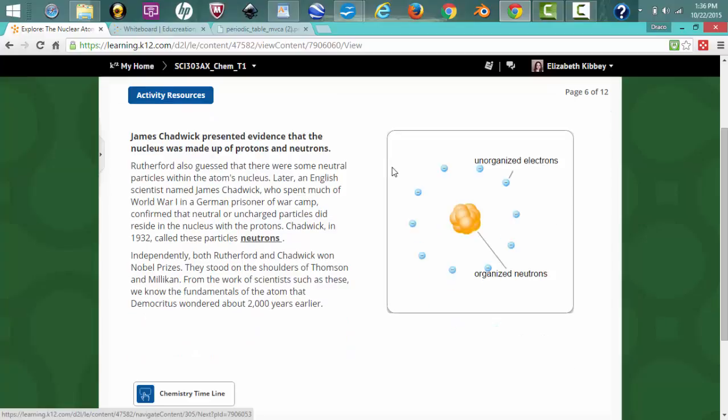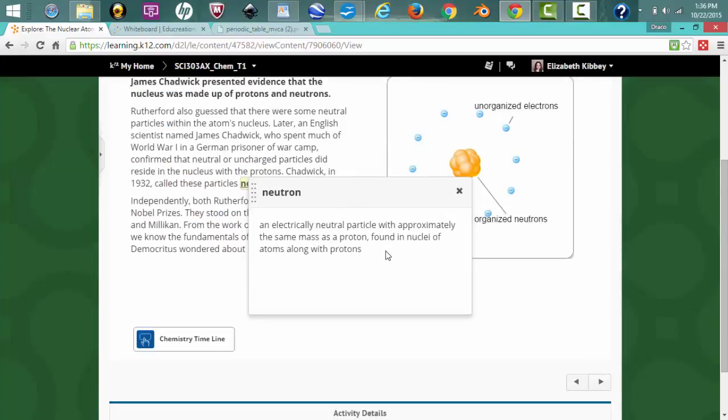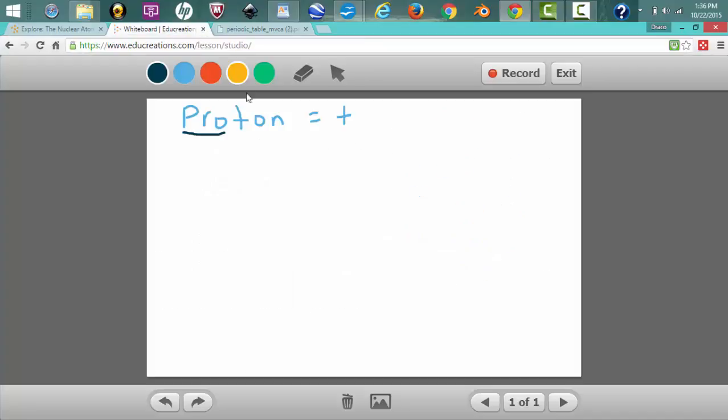James Chadwick presented evidence that the nucleus was made up of protons and neutrons. Now, looking at this definition of neutrons: an electrically neutral particle with approximately the same mass as a proton, found in nuclei of atoms along with protons. If you think of neutrons, they have no charge at all. They are electrically neutral. So we'll just write N for neutral.